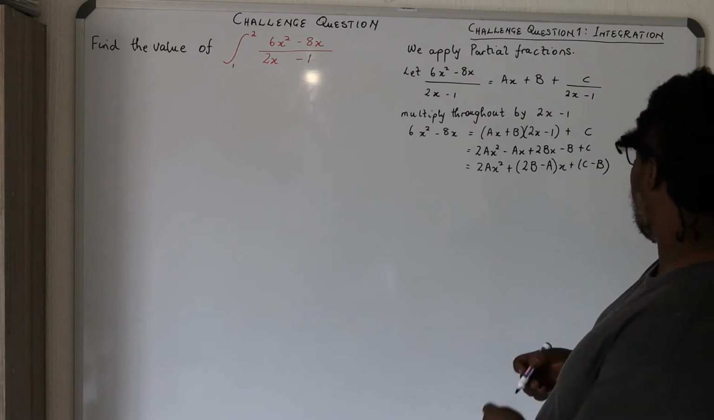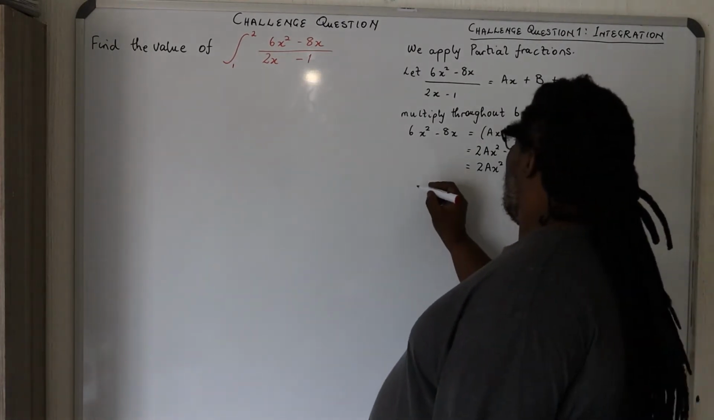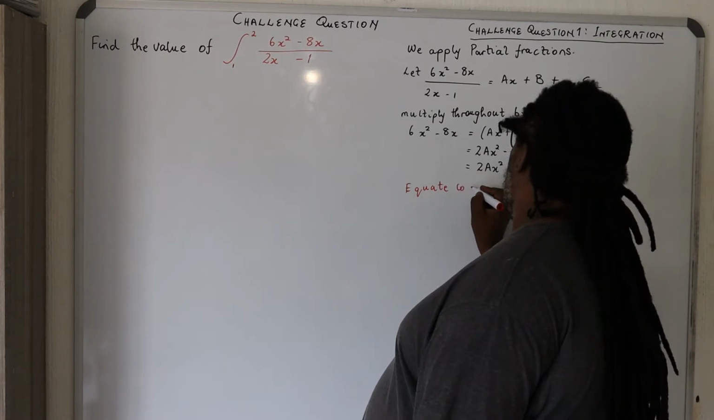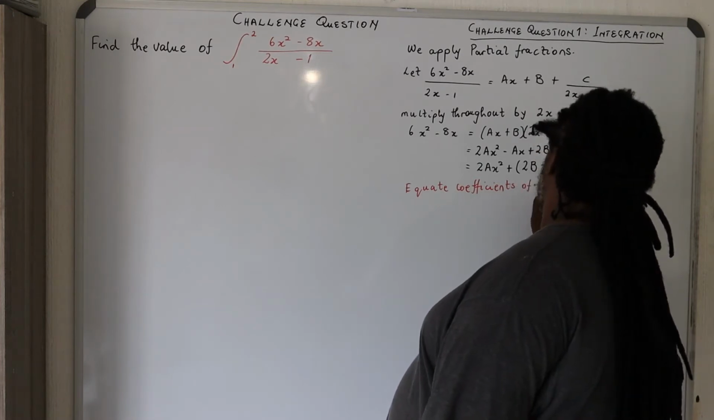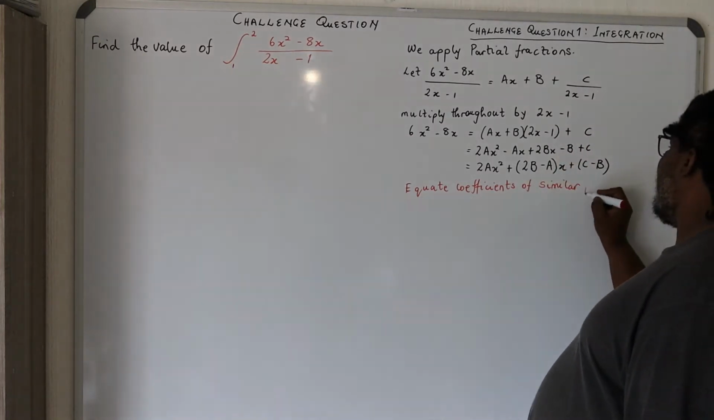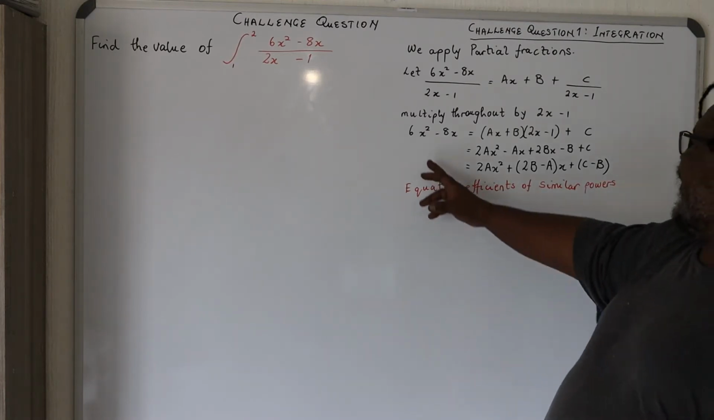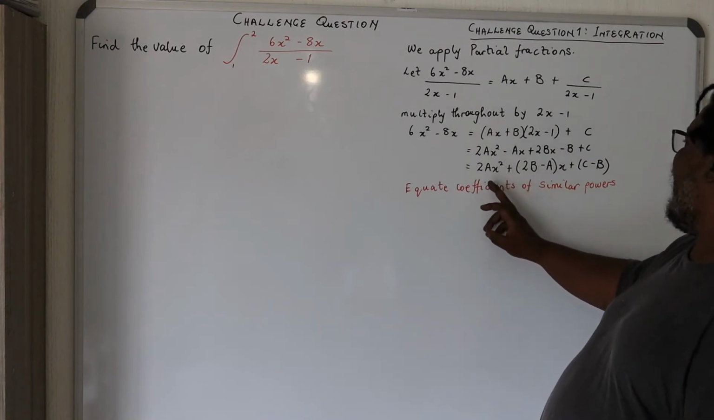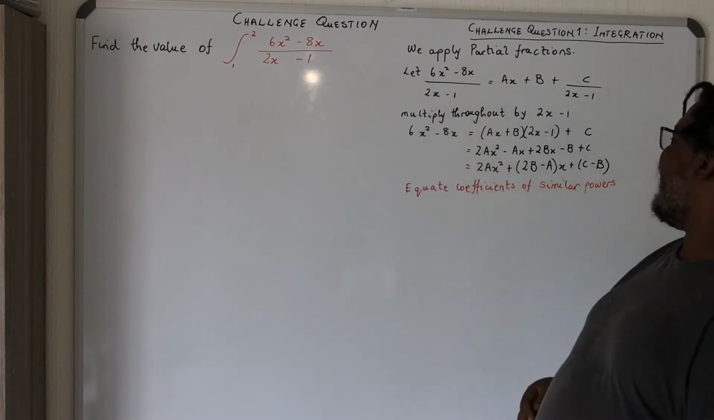So then, to spice things up, we can say equate coefficients of similar powers or exponents. So then basically we have 6x squared and the coefficient of x squared is 6, and here we have 2ax squared and the coefficient of x squared is 2a. So in other words, we say 2a is equal to 6.